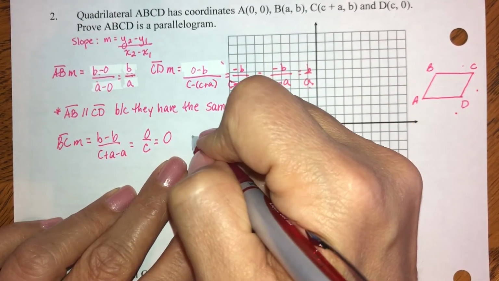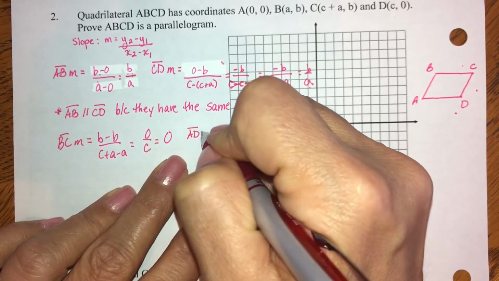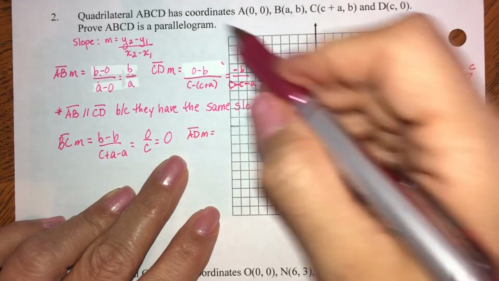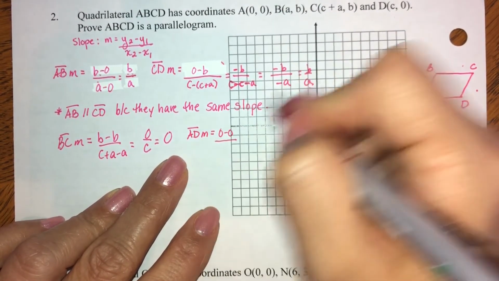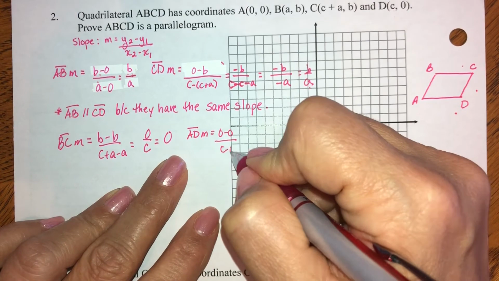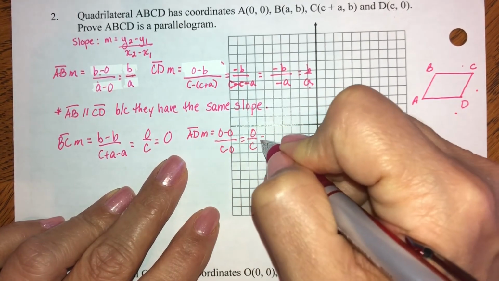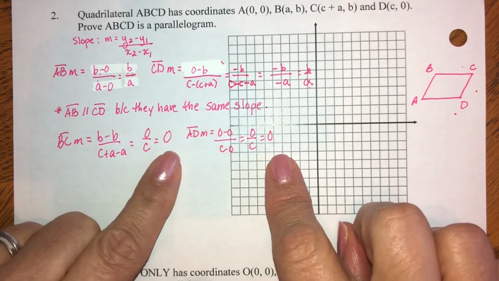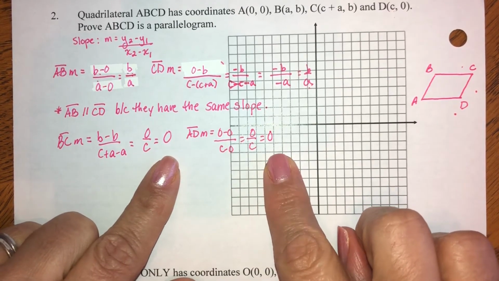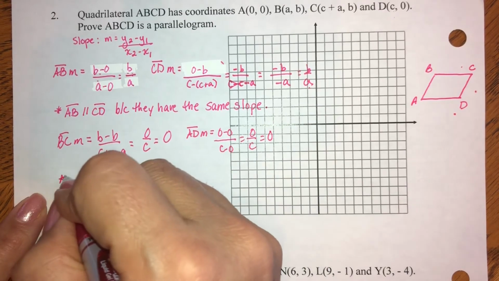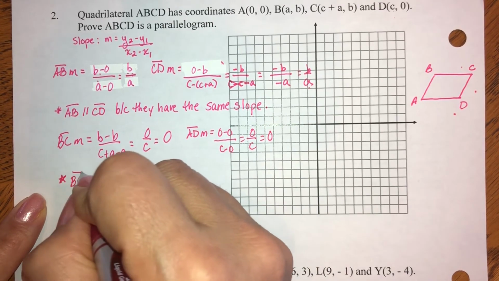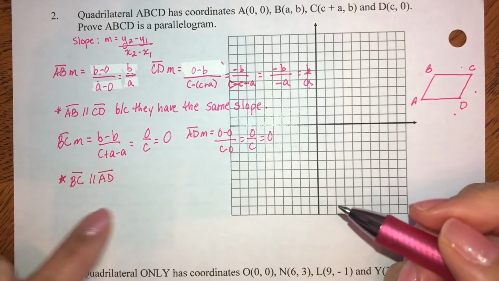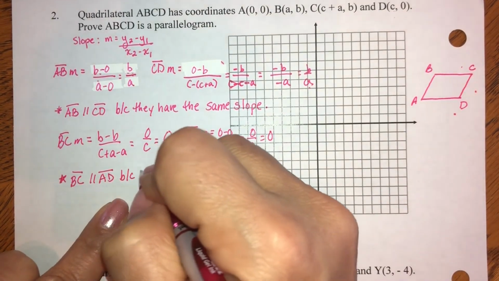Now I'm going to see if I can get AD to match that. So using my coordinates for AD, when I go to find that slope, I will be looking at change in Y, so 0 minus 0 over change in X, so C minus 0, which means I have 0 over C, which again is 0. So again, I have matches the way I'm supposed to with my change in Y over my change in X. That means I can now say that BC is parallel to AD. And my reason for that is because they have the same slope.